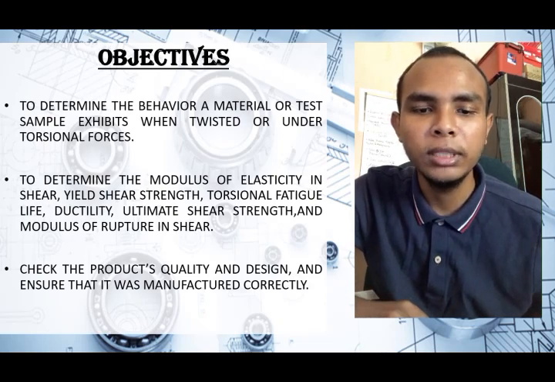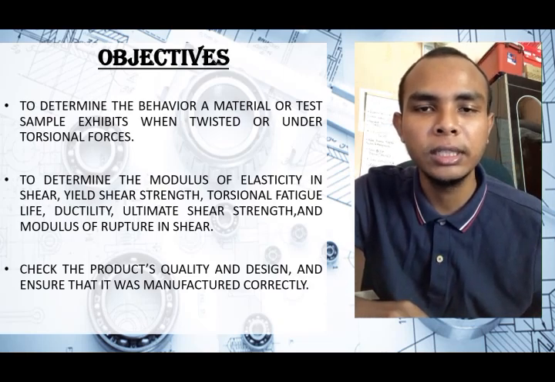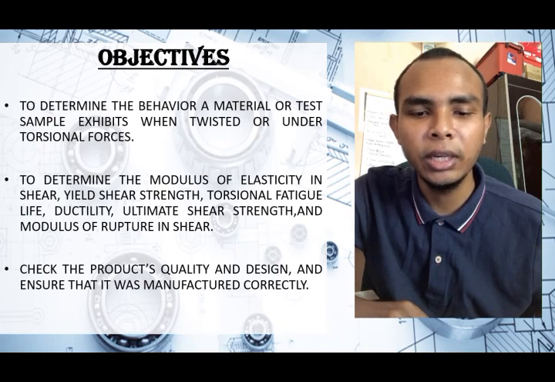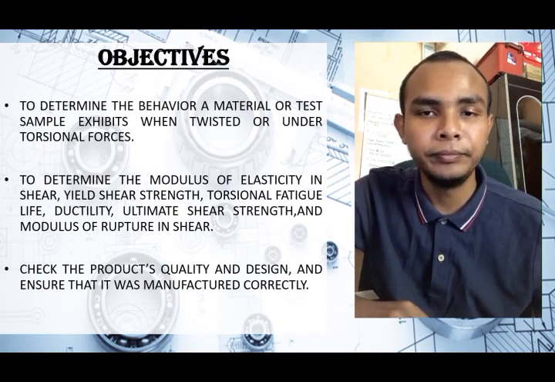For the objective, to determine the behavior that a material or test sample exhibits when twisted or under torsional forces, to determine the modulus of elasticity in shear, yield strength, torsional fatigue life, ductility, ultimate shear stress, and modulus of rupture in shear, and to check the product's quality and design to ensure that it was manufactured correctly.